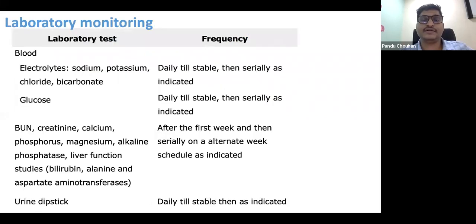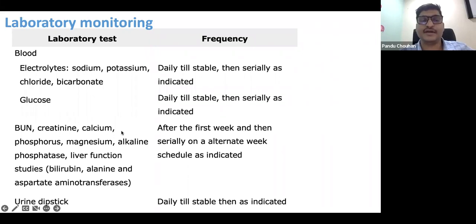Now let us look at the frequency of each component. Electrolytes should be daily until stable, then serially as indicated. Glucose daily until stable, then serially as indicated. If the child has hyperglycemia, then you have to monitor accordingly. If no hyperglycemia, then you can monitor whenever there is a change in dextrose concentration or change in bag. That will be at least once in 24 hours.